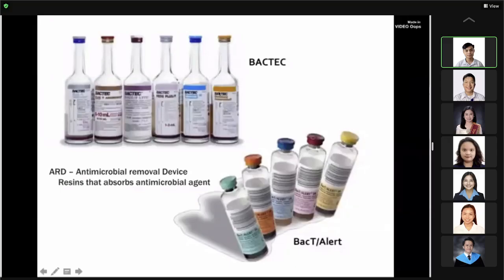If the clinician has already started the patient on antimicrobial agent, we can still proceed with the culture, but we will make use of bottles with ARD, antimicrobial removal device. These bottles are with resins that can absorb antimicrobial agents, thereby allowing the organisms to grow.